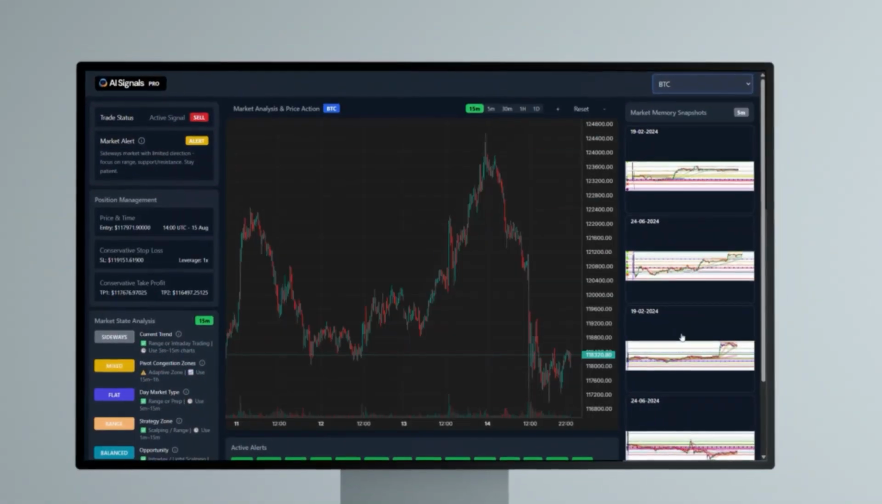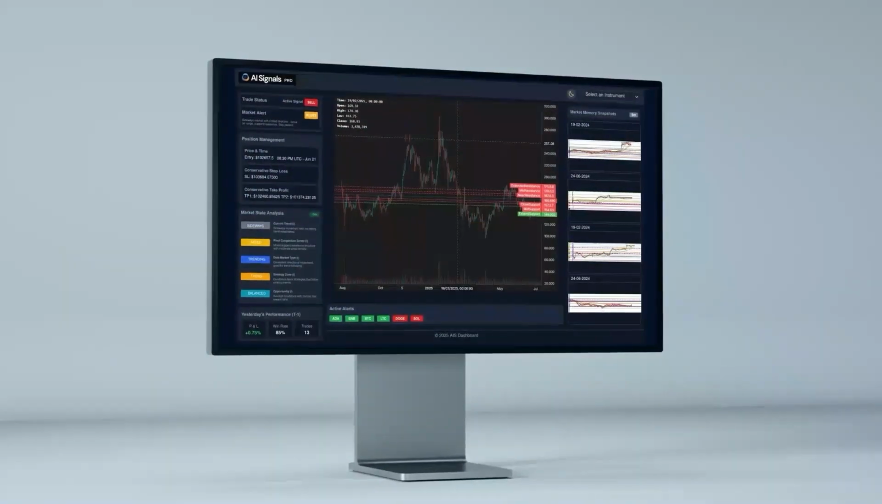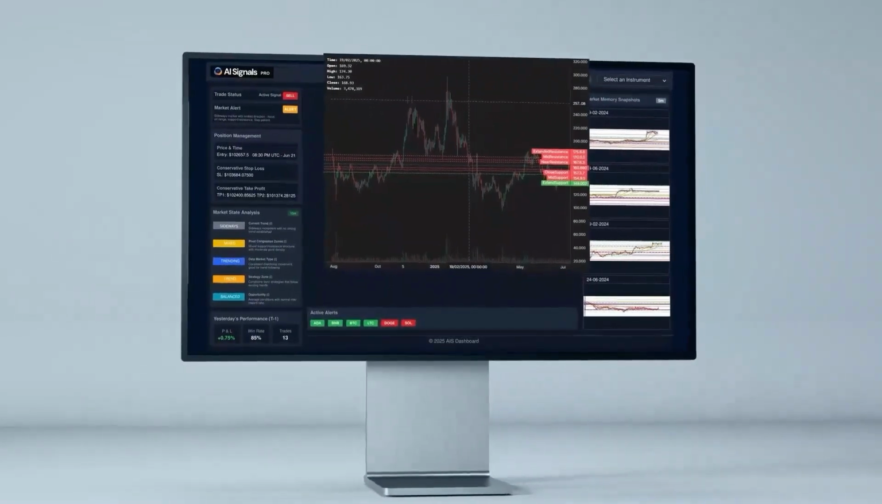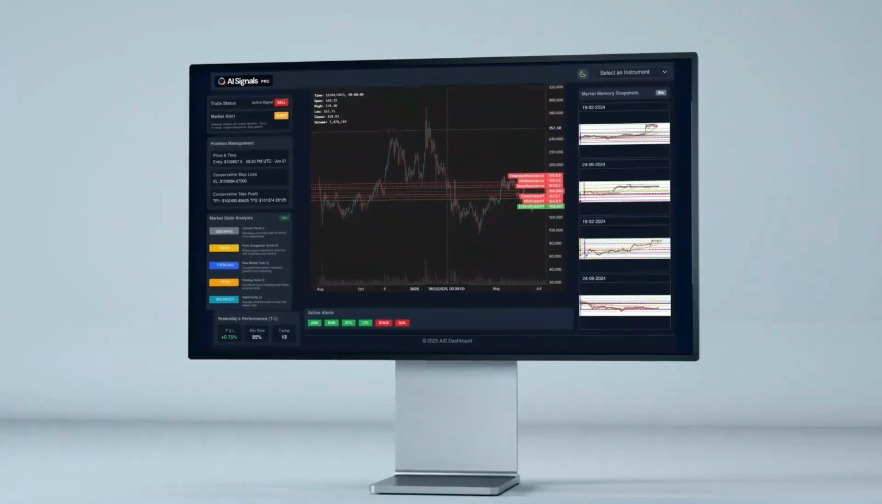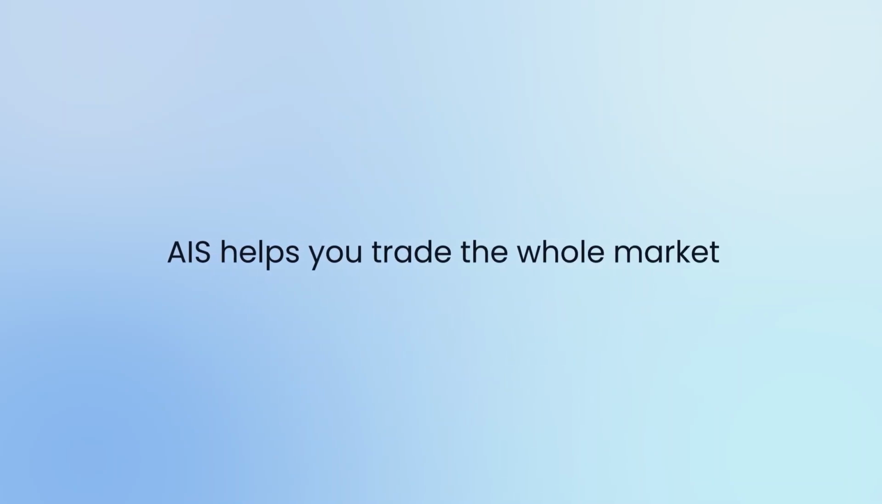When you select a new asset, the entire dashboard updates automatically, showing you the current signal, chart, pivot levels, market state, and active alerts for that instrument. No need to open a new chart, log into another platform, or do any manual switching. Just select and trade. AIS helps you trade the whole market, not just one piece of it.